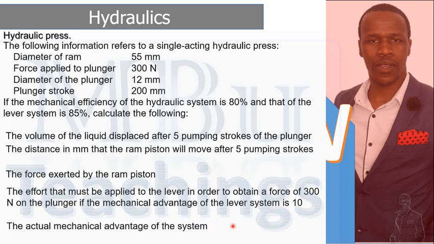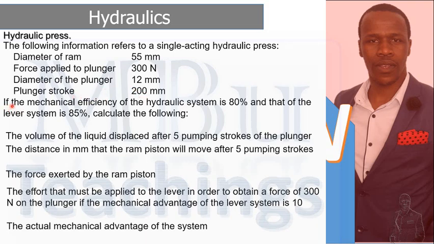Our first example is under presses. This is the hydraulic press. So let's read the question. The following information refers to a single acting hydraulic press. We have the diameter of the ram in millimeters, the force on the plunger, which is in newtons, the diameter of the plunger, obviously in millimeters, and the stroke length, which is also in millimeters.